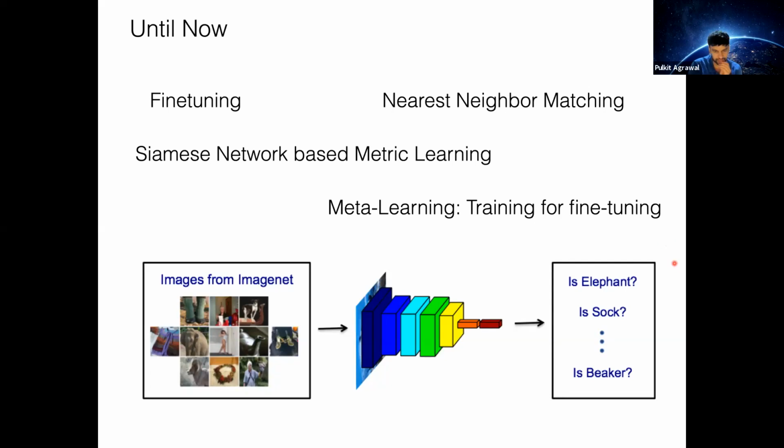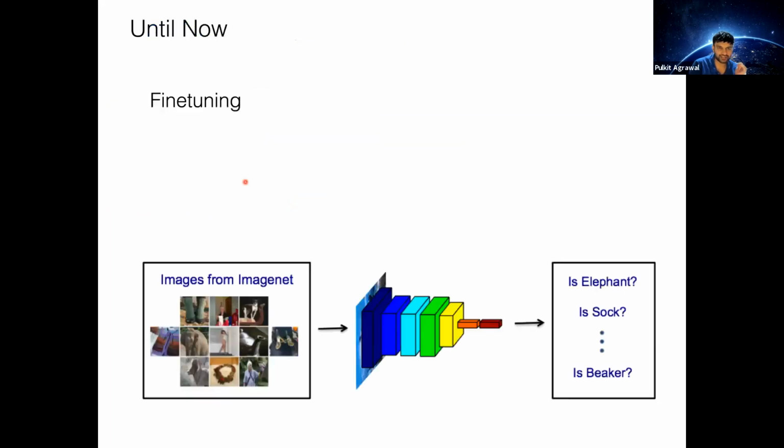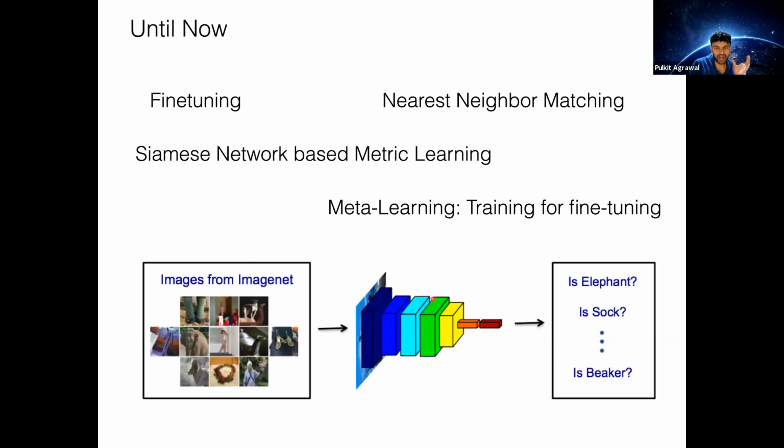Okay, so let's see what are some issues which also happen when we apply any of these methods. In some ways, all of these methods essentially depend on how good my pre-trained features are. For example, if I'm doing fine-tuning and my features are good, I may not require too much fine-tuning. My nearest neighbor matching is going to work well.